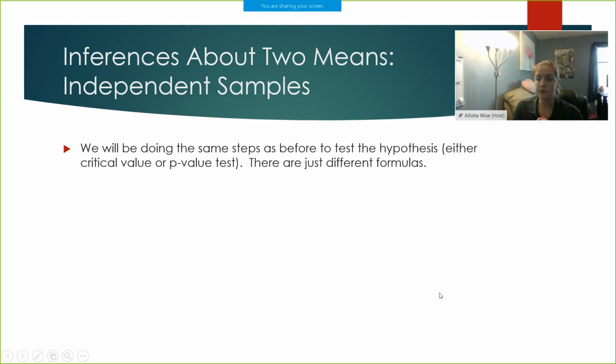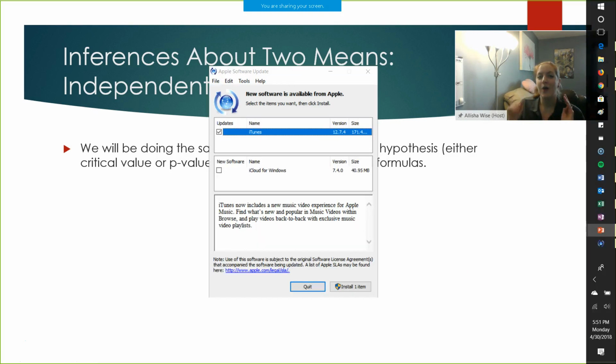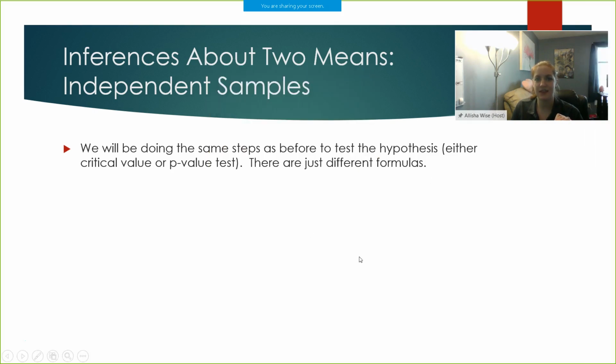Okay. Now the good news, I have good news. We will not be downloading the new iTunes update. Thank you, computer. Go away.